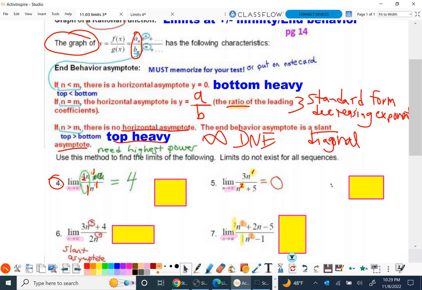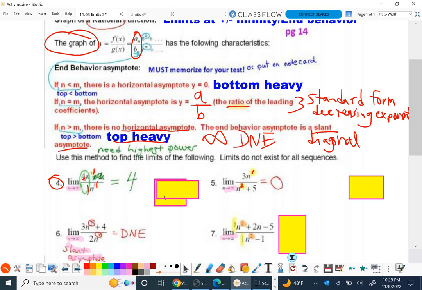Number 6, the exponent in the numerator is 2. The exponent in the denominator is, I can't really read it, looks like 1. That is a top-heavy function, which produces a slant asymptote. And when I have a slant asymptote, there is no answer. The answer is either infinity or does not exist.